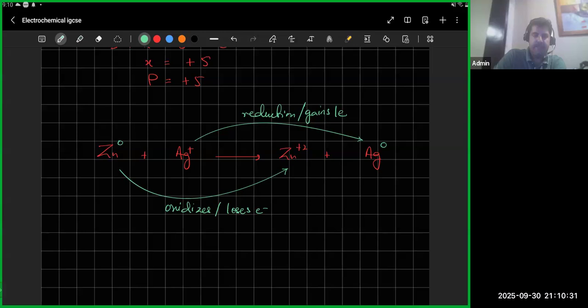Again, more questions, one second. So I have another one. I've got Cr 2+, and it's reacting with Sn 4+.